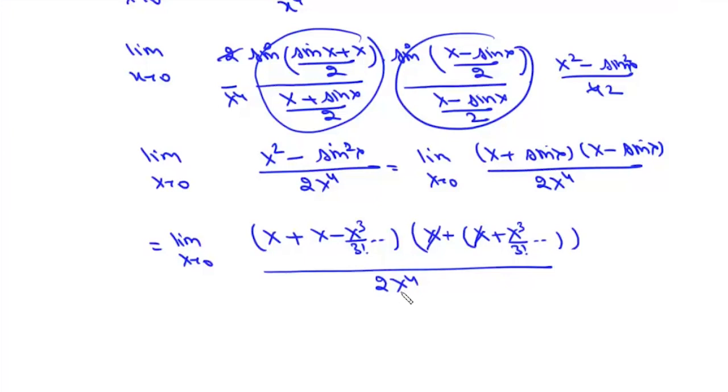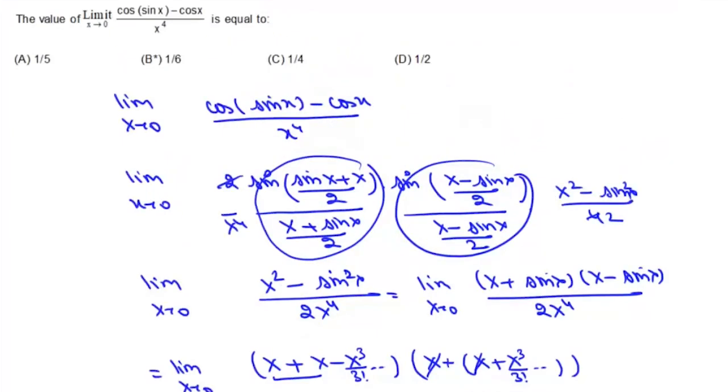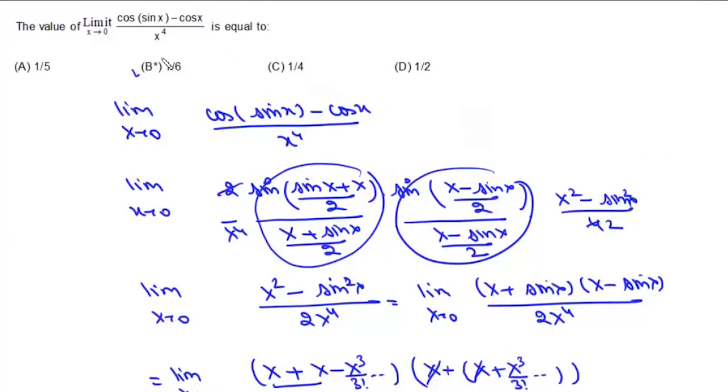So the lowest power of x in the denominator is 4, and the lowest power of x in the numerator is also 4. So the answer to this limit is the ratio of coefficients of x to the power 4. Now this is 2x, so it will be this 2 into factorial 3, which is 1 by 6, and then it will be this 2. So the answer to this limit is 1 by 6, and that's your option B.